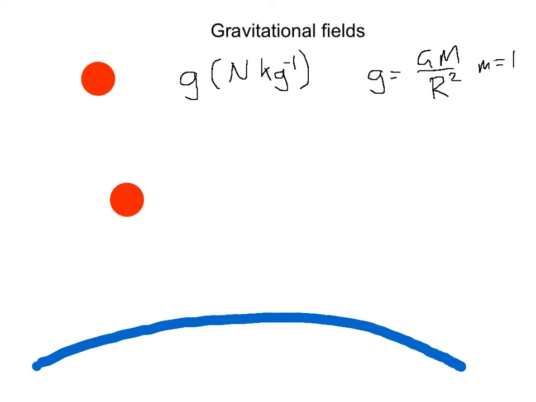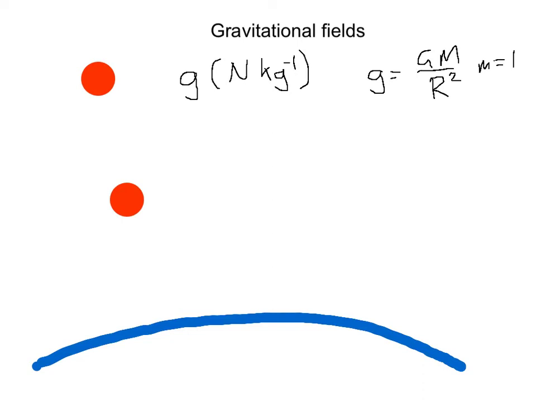So this is the gravitational force experienced by 1 kilogram, which is the gravitational field strength. So it's the force per kilogram. And we know that as these objects get further away from the large body they're attracted to, their gravitational force will weaken. And so the gravitational field strength as you move away from the surface will reduce.